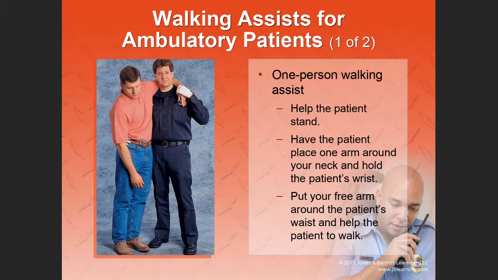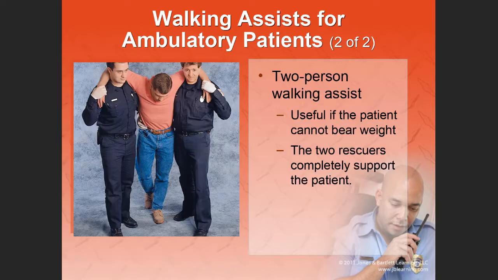You have the one-person walking assist. Help the patient stand, have the patient place one arm around your neck and hold the patient's wrist. Put your free arm around the patient's waist and help the patient to walk. You have the two-person walking assist, useful if the patient cannot bear weight. The two rescuers completely support the patient.